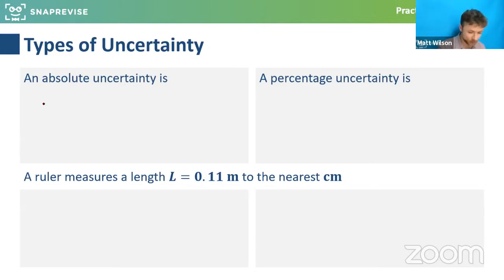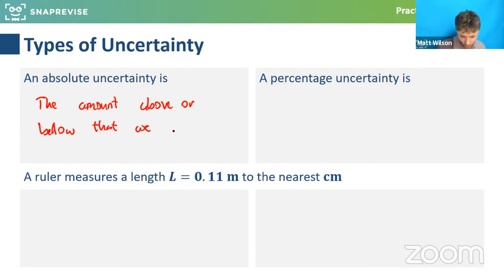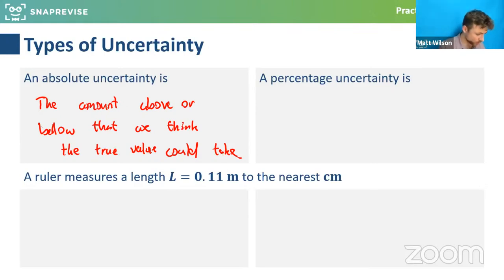So absolute uncertainty is the amount above or below that we think the true value could take. And this will really make more sense when we look at a mathematical example, and we'll do that in just a second.